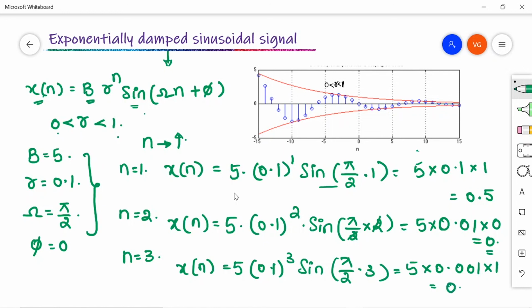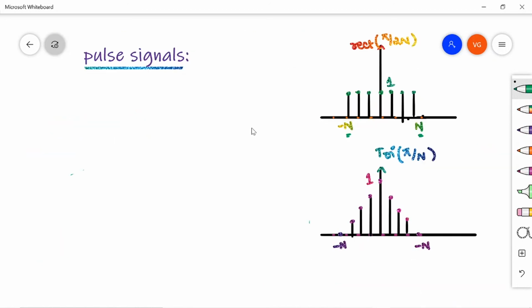It is 0.005. So as you observe here, if the n value keeps on increasing, the amplitude of x of n keeps on decreasing, from 0.5 to 0, to 0.005. So eventually the value turns to 0. The amplitude of x of n reaches 0 as the n value tends to infinity.